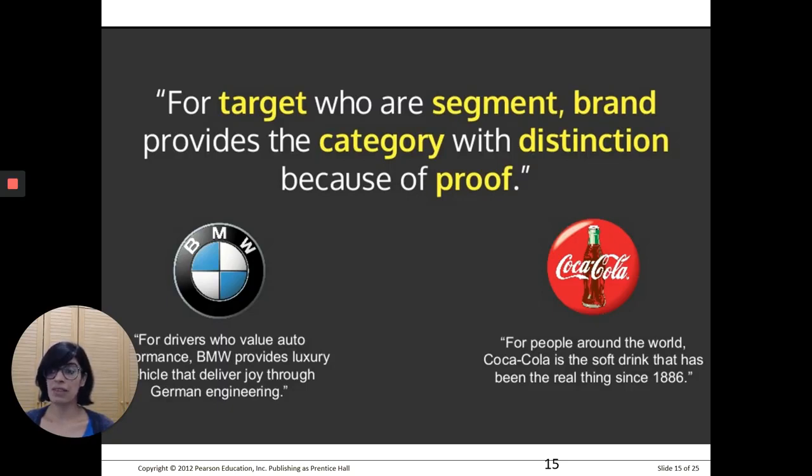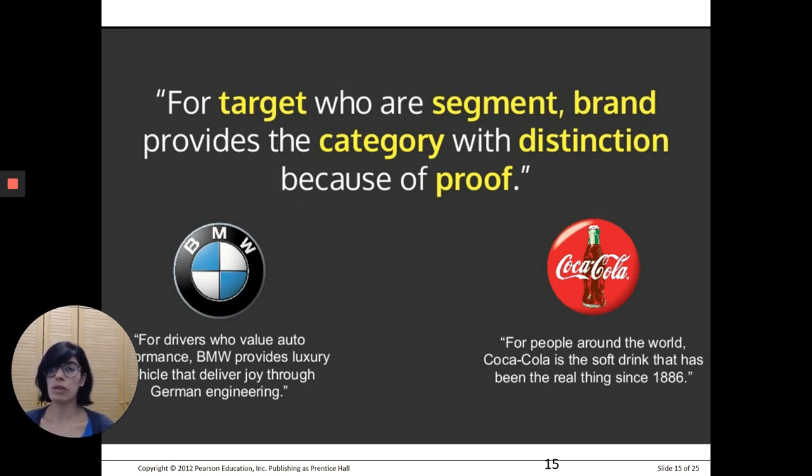Okay, so what are they saying there? They're saying we are a brand, we're a luxury brand. We appeal to people who actually value auto performance, and we are fantastic because we deliver it through German engineering. Okay, so the target market. So this is the positioning. Target market is people that value auto performance. So what does it do? They provide luxury vehicles. Okay, and why they're different? Because they do that through German engineering.